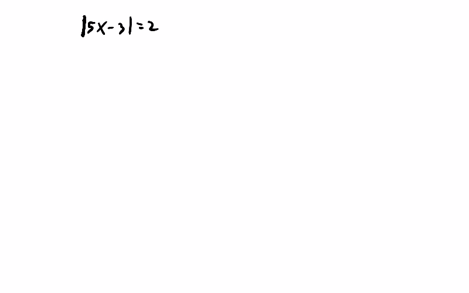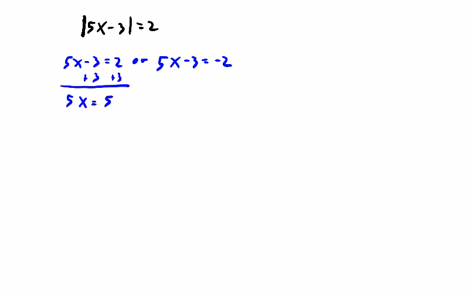Since we have the absolute value of a quantity equals 2, that quantity could equal 2, or that quantity could be the opposite of 2, negative 2. For both of these, the first step that I would do is add 3 to both sides. So 5x could equal 5. Divide both sides by 5. And that would tell me that x must be 1, is a possibility. 1 would make the original equation true.